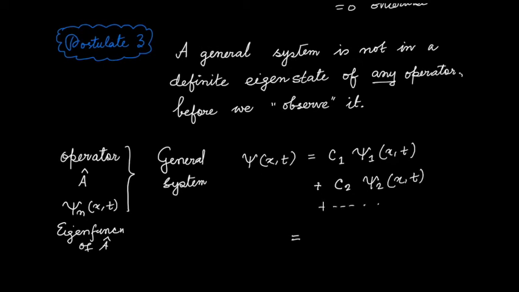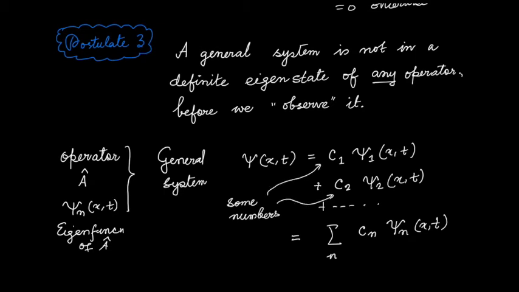So that is essentially, I can write in summation over n, this is cn psi n(x,t). Some c's are some numbers. So these are some numbers. They can be complex also, but they are some numbers. They are independent of x and t essentially. So this is before measurement. Okay.